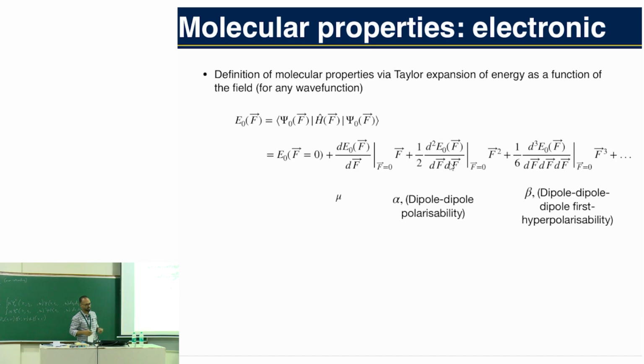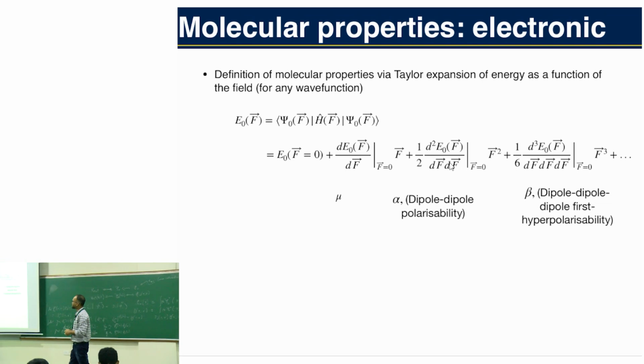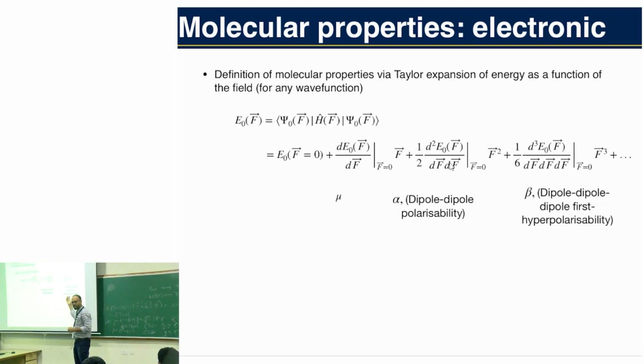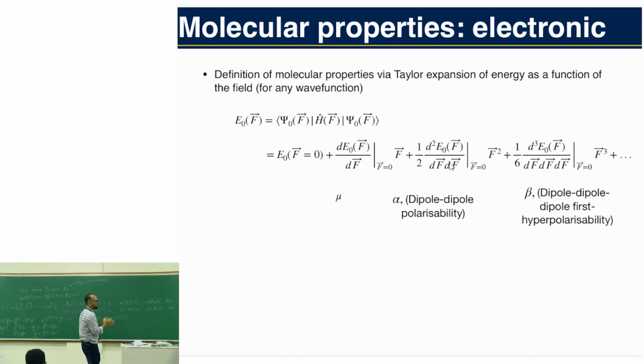So you can get your molecular properties over here. And you could go to third order. At the third order, it is called the dipole-dipole-dipole first hyperpolarizability, and you could have higher order hyperpolarizabilities. These are all very important from a nonlinear spectroscopy perspective. So these are very important to compute actually.